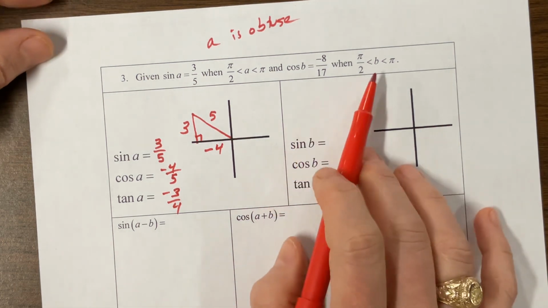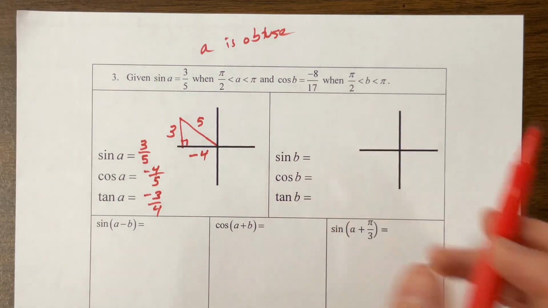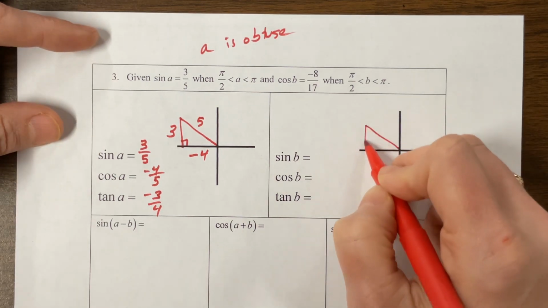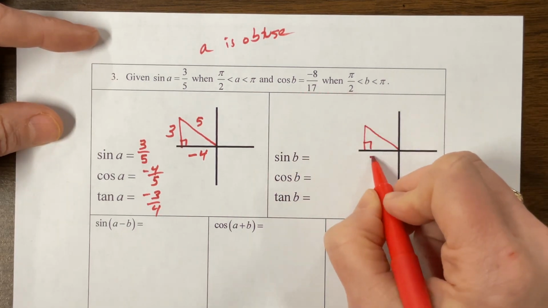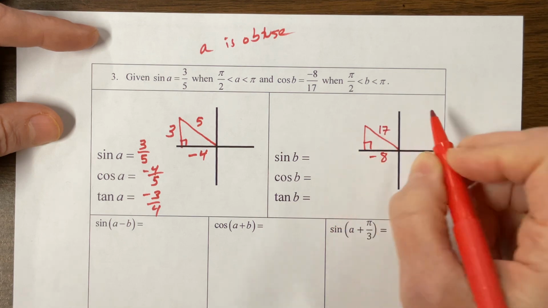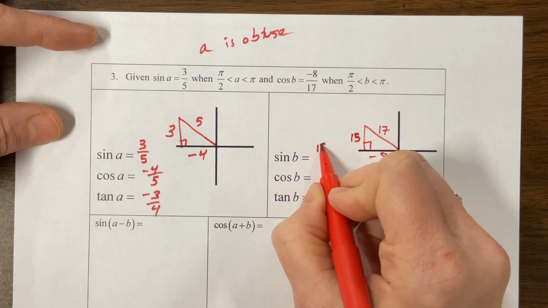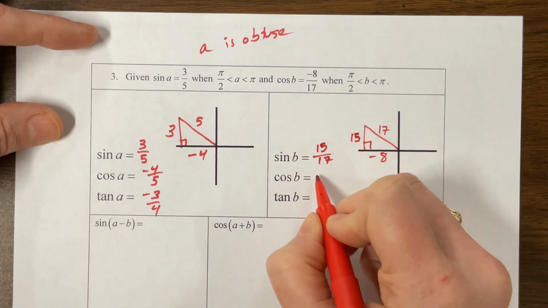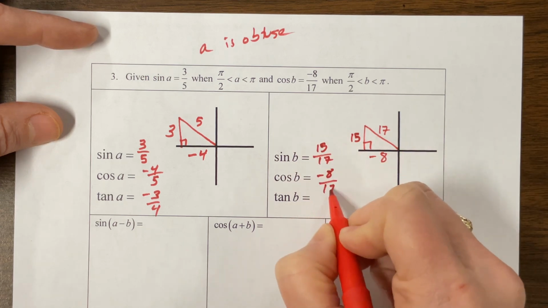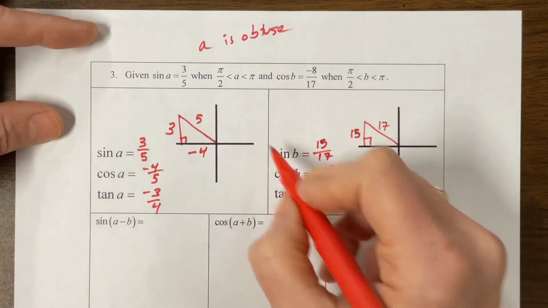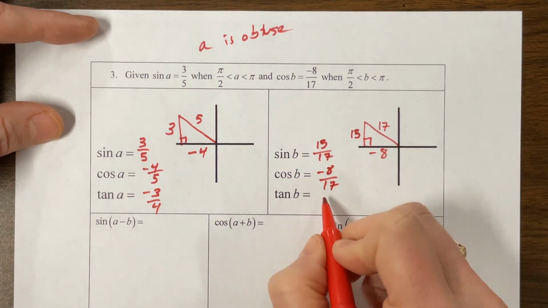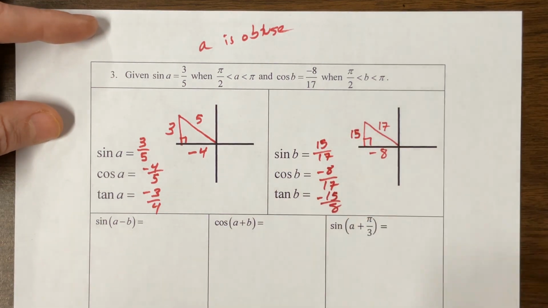Okay, the next one, I put us in the same quadrant. I don't know why, but I did. And so we're here again. Cosine is adjacent over hypotenuse. And so this is an 8, 15, 17 triangle. So sine is 15 over 17. Cosine we already know to be negative 8 over 17. It matches right there, but now it's all laid out for us. Tangent would be a negative 15 over 8.